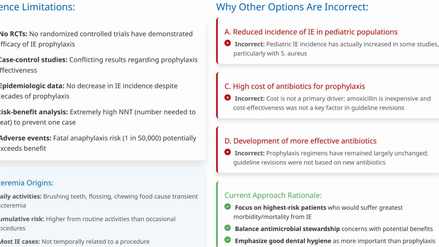An important consideration is the origin of bacteremia. Daily activities like brushing teeth, flossing, and chewing food cause transient bacteremia, with the cumulative risk from these routine activities likely higher than from occasional procedures. Most infective endocarditis cases are not temporally related to a procedure. As stated in the American Heart Association guidelines, infective endocarditis prophylaxis for dental procedures likely prevents an exceedingly small number of cases, if any. The other options are incorrect. Pediatric infective endocarditis incidence has actually increased in some studies.